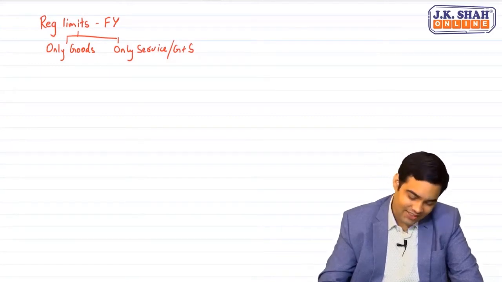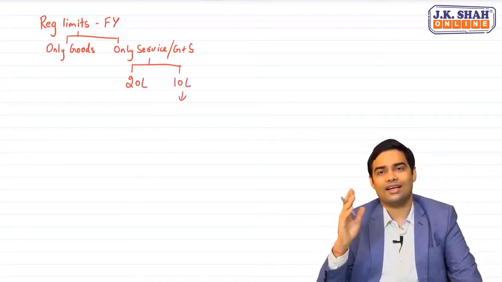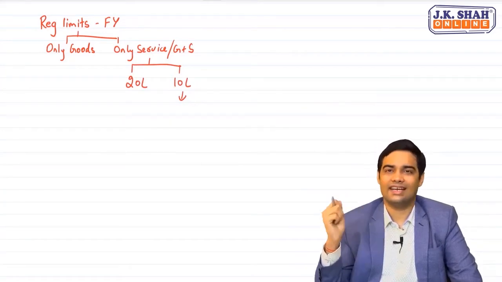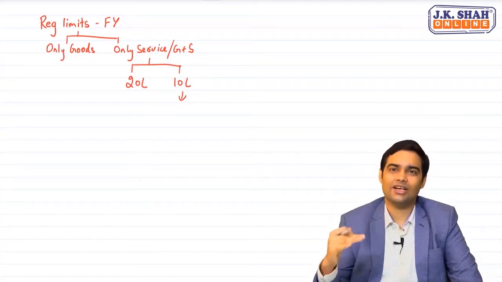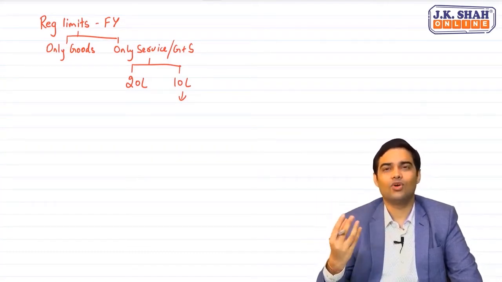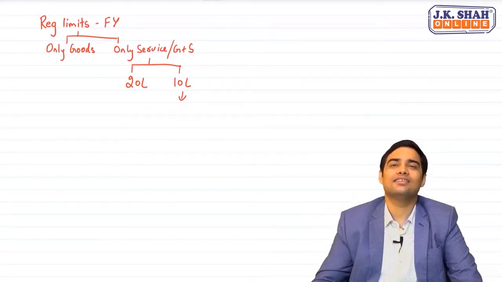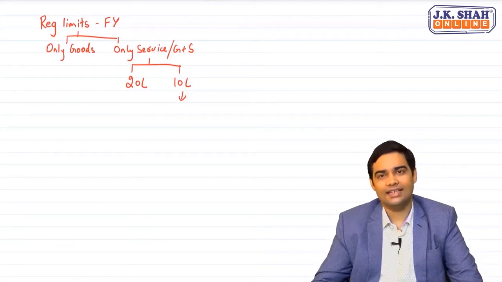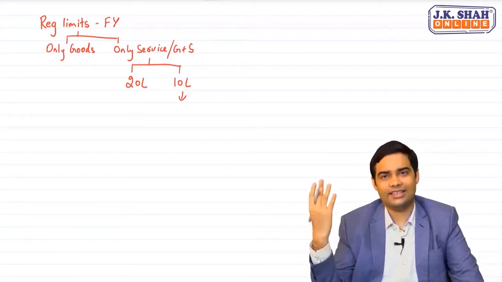Okay. If it is only service or goods plus service, then the registration limit is 20 lakh for all states, but for 4 states, it would be 10 lakh. Now, these 4 states have kept the registration limit lower. Government would feel that if the registration limit is kept higher, then the tax collection of these states will come down drastically. And that's why for these 4 states, it is kept as 10 lakh.